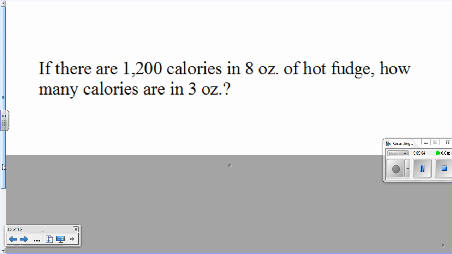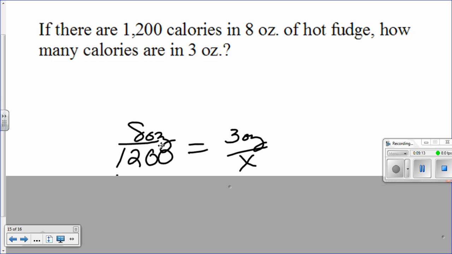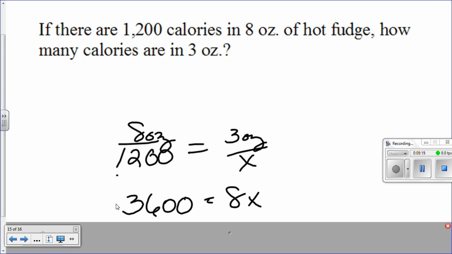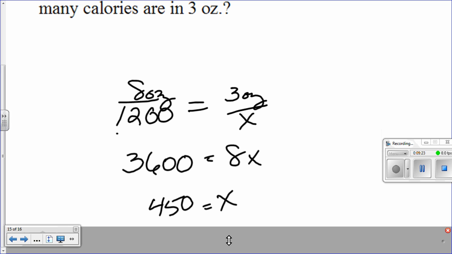One more example. If there are 1,200 calories in 8 ounces of hot fudge, how many calories are in 3 ounces? Again, you can set up a proportion to solve this. 8 ounces over 1,200 calories is equal to 3 ounces over X. Cross multiply, divide by 8, and you would get X equal to 450 calories.